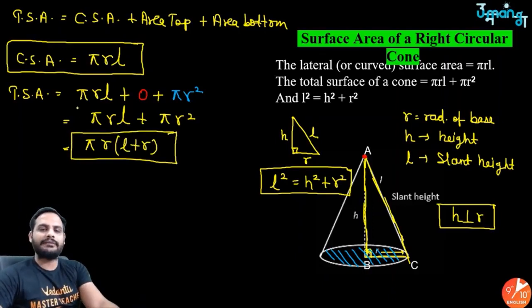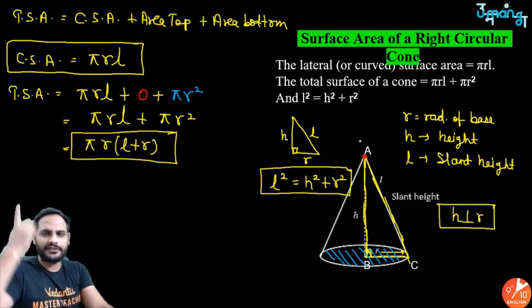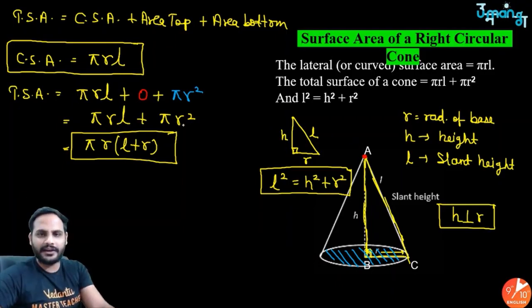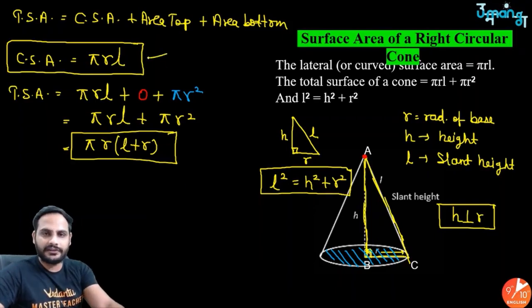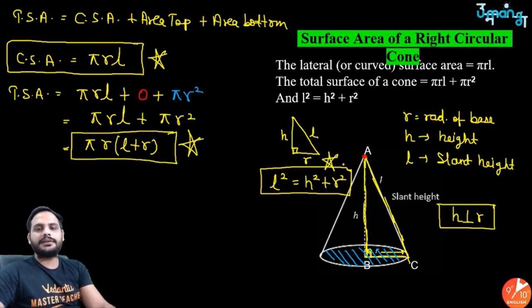And directly you can remember CSA plus area of top. Area of top is 0. Point shape is there, no area there. Plus pi r square. Pi r square is the area of the bottom. As simple as that. So pi r square plus pi L r. Got it? So these three relationships which we have learned are very important today. Then this is the meaning of total surface area and curved surface area.